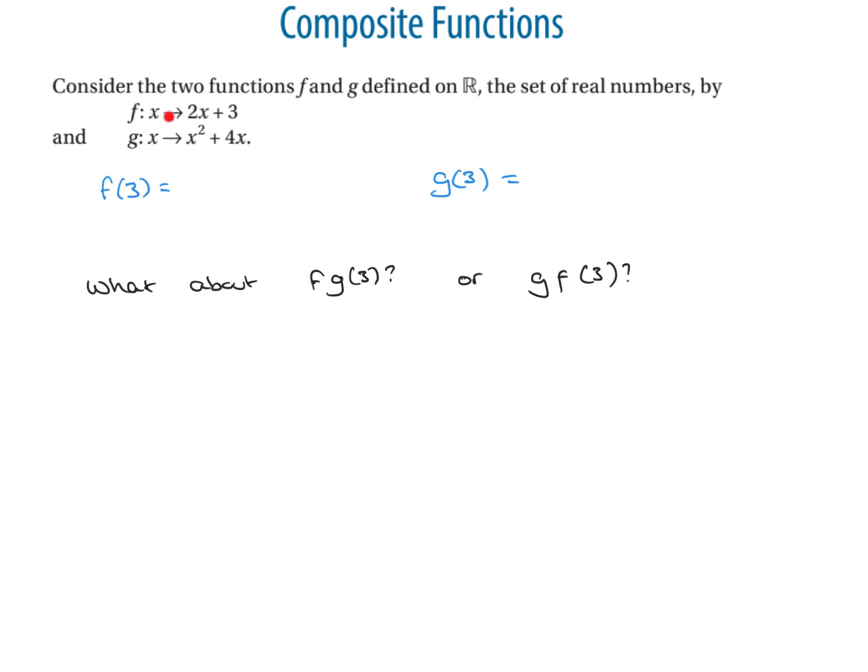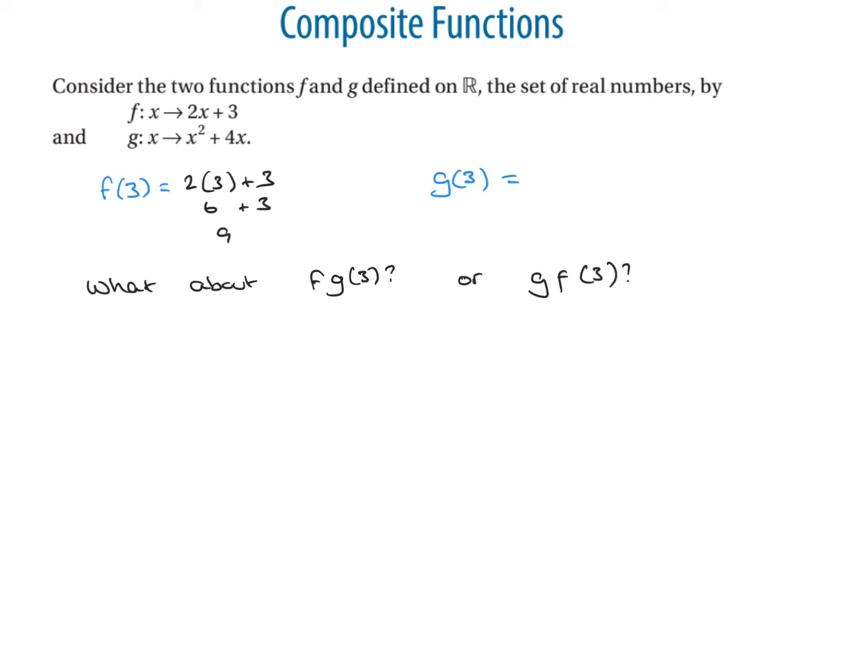We have f of x, which maps onto 2x plus 3, and we have g of x, which maps onto x squared plus 4x. The first thing we're going to do is put f of 3 through. Remember how we do that: wherever we see an x in the f function, we replace it with a 3. So we end up with 2 by 3 plus 3. 2 by 3 is 6, 6 plus 3 is 9.